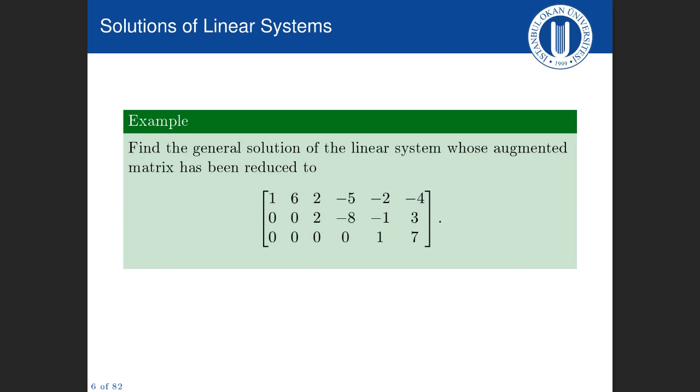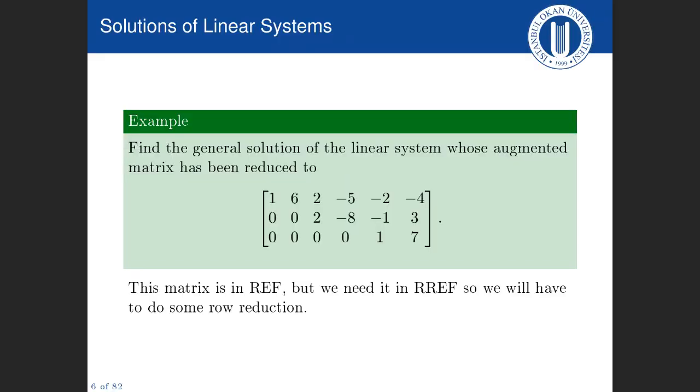Find the general solution of the linear system whose augmented matrix has been reduced to this form. This is in row echelon form. It's not in reduced row echelon form, it is in row echelon form. To be able to write down the solution, we need it in reduced row echelon form. So we're going to have to do some row reduction on this matrix.